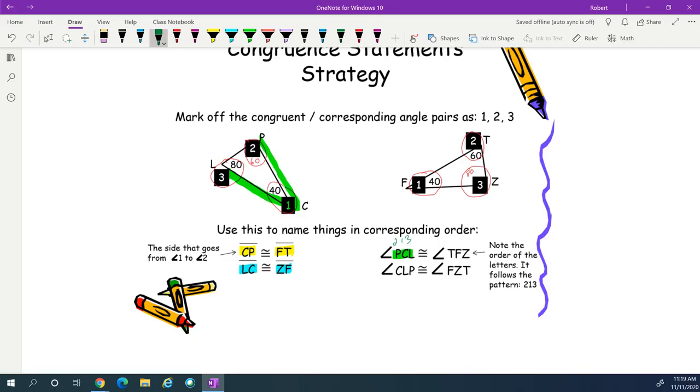I have to match that from the other triangle. 213. So TFZ. I have to follow that same pattern, corresponding order. I have to know if I'm talking about a segment, 2 letters, an angle, 3 letters, or a triangle, 3 letters. So make sure that you're aware of what parts you're talking about and what symbols you're using.